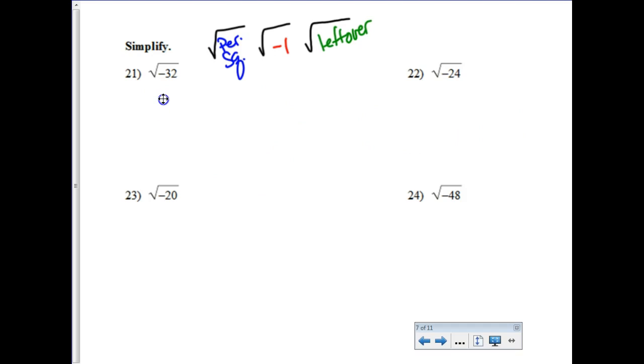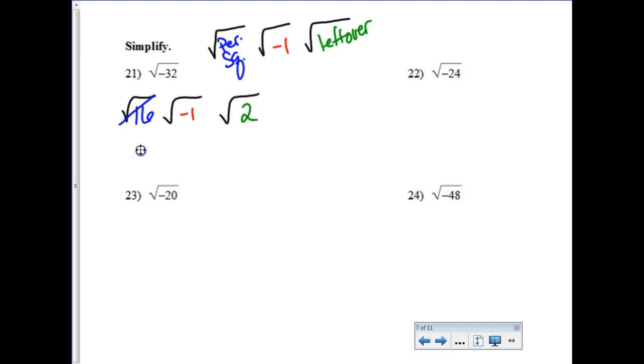So when I look at negative 32, when I break that up into 3 radicals, the perfect square factor of 32 is 16, with a leftover 2. 16 times 2 is 32. Negative 1 in the middle. Now here's where we did it in that order.